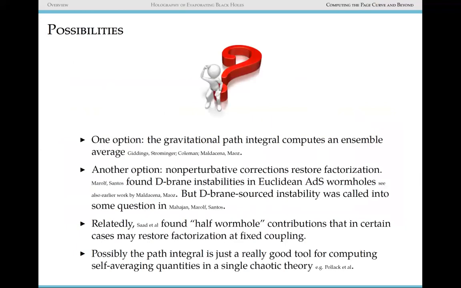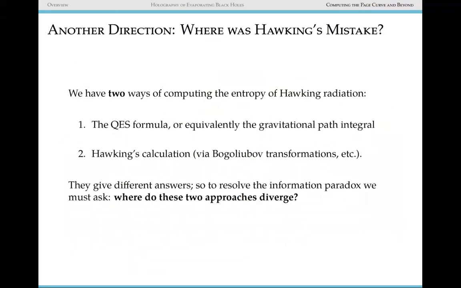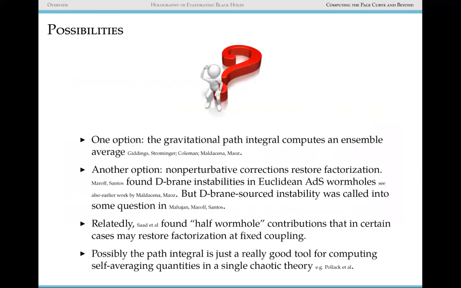So there are many different possibilities. This is an open question right now. What is the path integral really computing? Is it computing an ensemble average over what? Maybe it's computing something that's an effective ensemble average. Maybe another option is that it's just a good tool for computing something called a self-averaging quantity. So it's just like another black box.